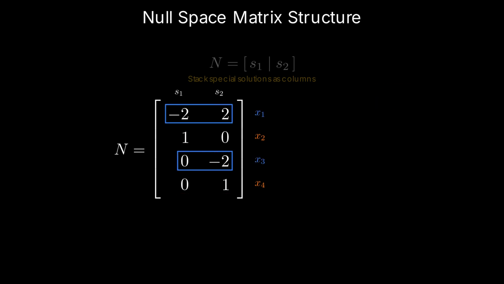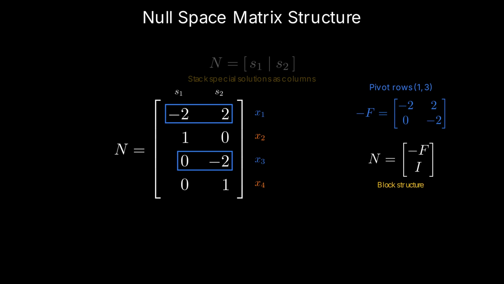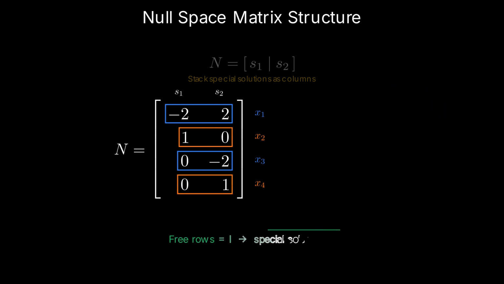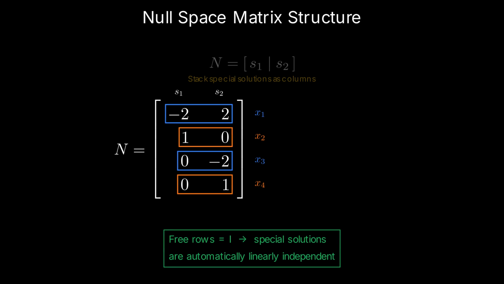Now look at the pivot rows, rows 1 and 3. Row 1 has -2 and 2. Row 3 has 0 and -2. This is what we call the negative F block. This entire block structure is engineered by the recipe. If you made arbitrary free variable choices, you could accidentally produce dependent vectors. But the rule of setting one free variable to 1 and the rest to 0 prevents that, because it forces an identity matrix into the free variable rows.